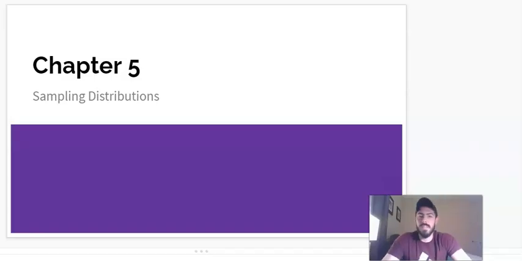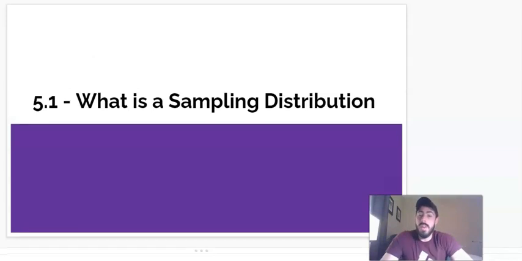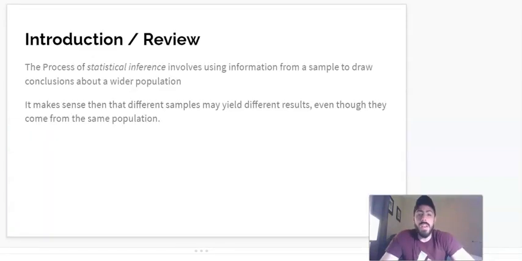Chapter 5, Sampling Distributions. First up, what is a sampling distribution? We know that the process of statistical inference involves taking statistics from a population to draw conclusions about that population. It doesn't make sense to sample every single individual in a population if we're trying to learn something about that population. So instead, what we like to do is take a smaller sample and use that sample to make an inference or a prediction or an estimate about that population.